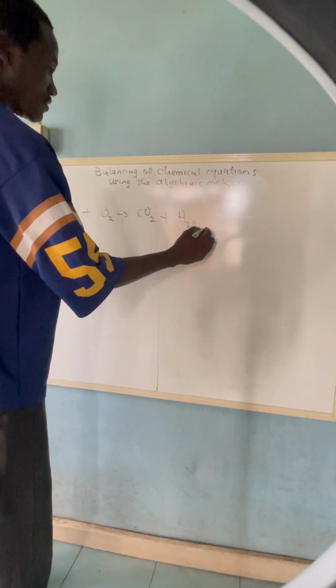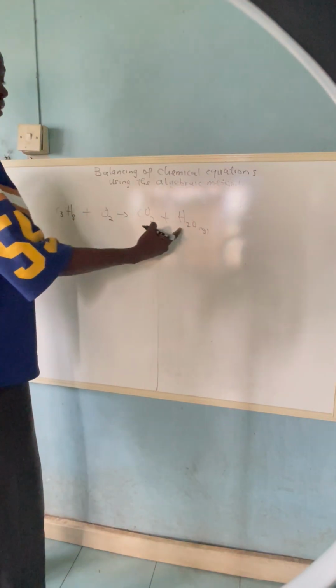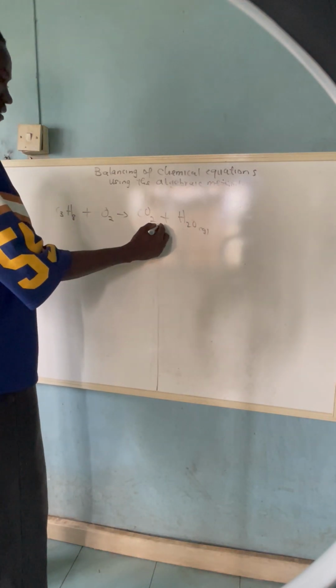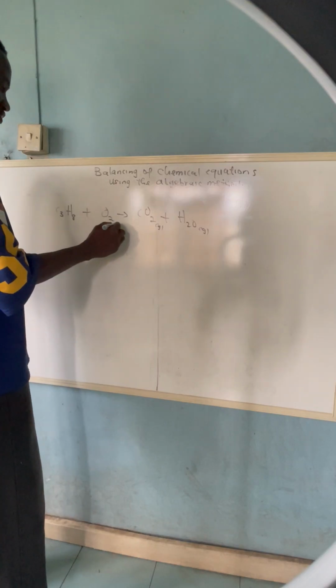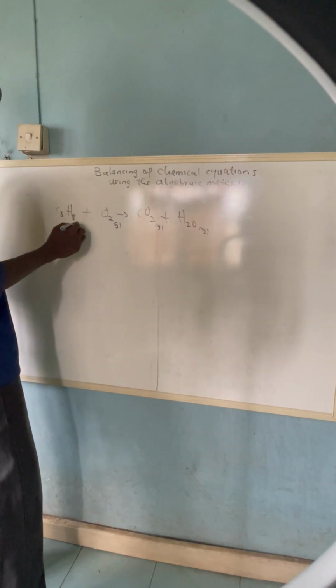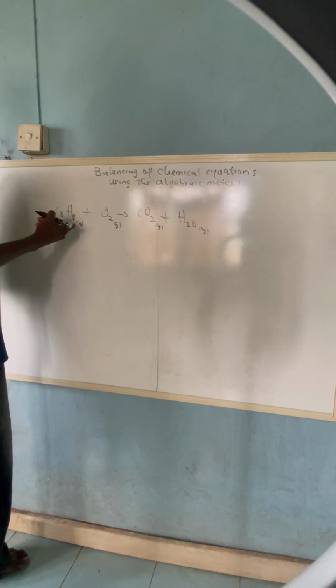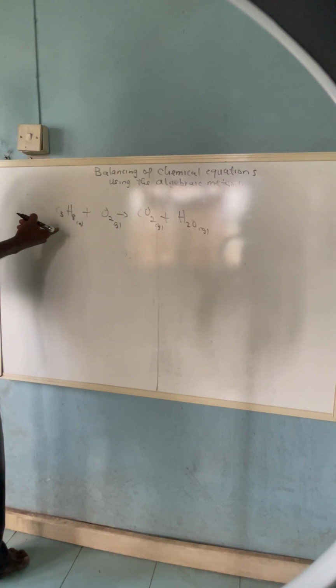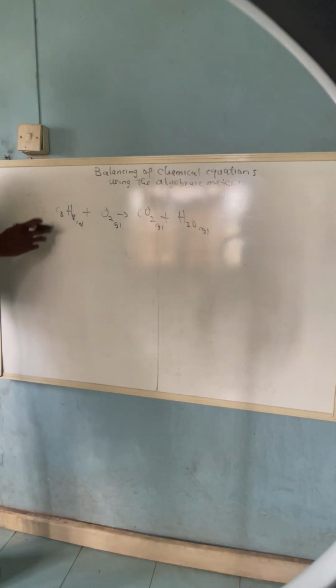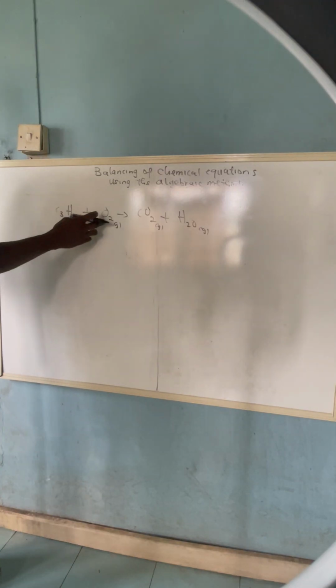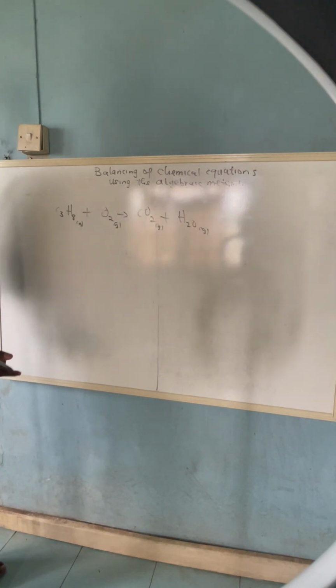So this is the gaseous state. This water here is in the form of vapor, and this is the gas, carbon dioxide. This is oxygen, which is a gas, and propane itself is also a gas. Propane is a gas that is usually found alongside butane in our cooking gases. So when propane undergoes combustion, it will produce CO2 and steam.